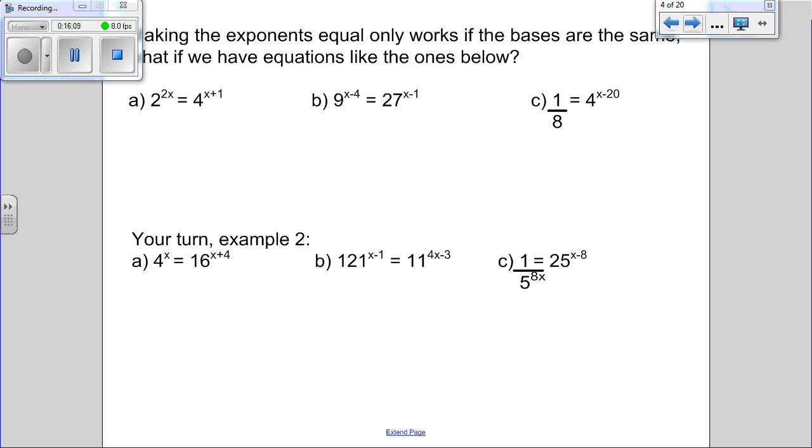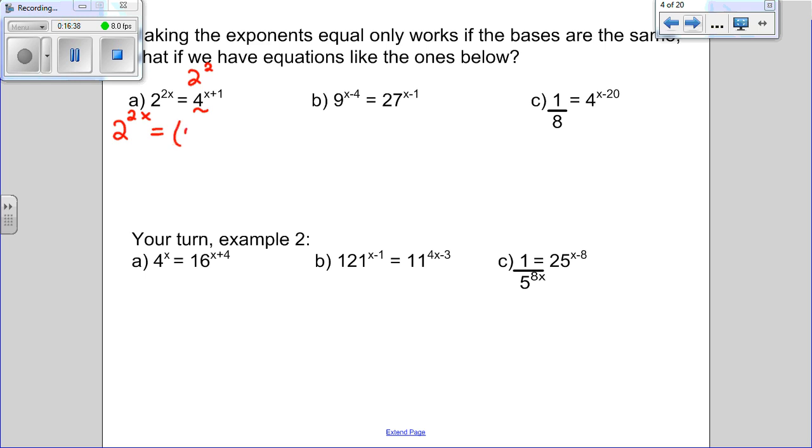The reason those numbers are going to be important is we're going to break those numbers down. So if you look at this question right here, we see we have 2 and we have 4 as our bases. I can rewrite 4 as 2 squared. So now I have 2 to the power of 2x equals 2 squared to the power of x plus 1.